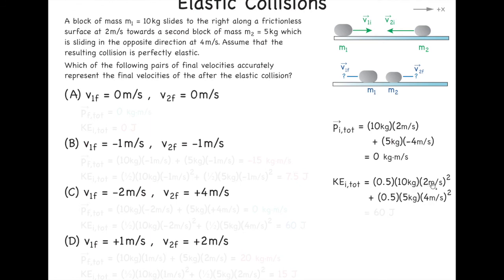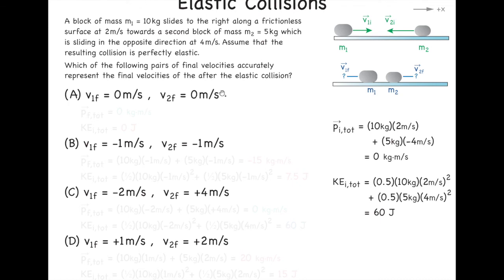That would be 10 times 2 times 2, which is 4. And here it would be 5 times 4 times 4, each one times by 1/2. That gives us a total of 60 joules. This one being 4 times 10 is 40. Half of that is 20. This one is 16 times 5, which is 80. Half of that is 40. So the 40 plus the 20 gives us 60. So we have 60 joules of total kinetic energy in the initial state.